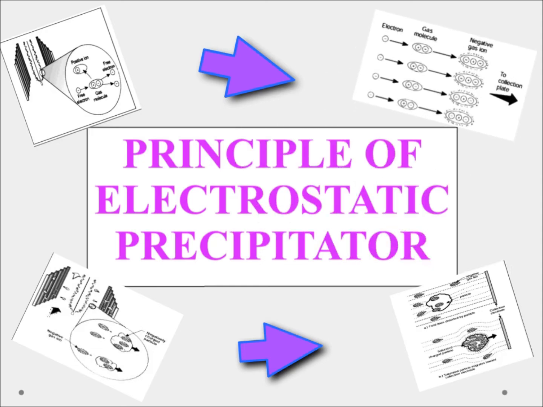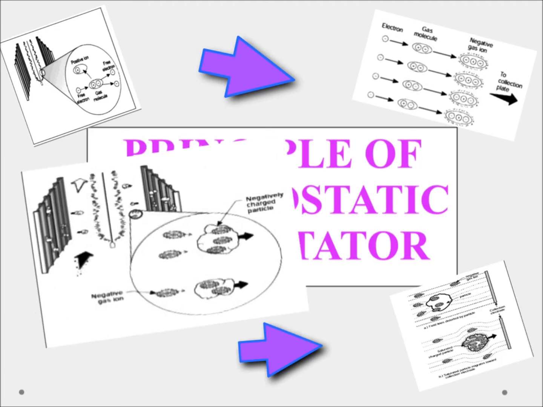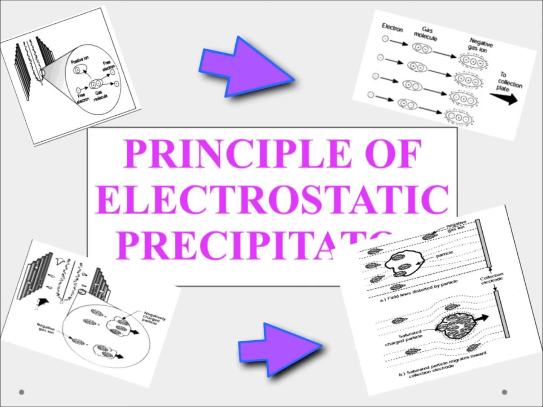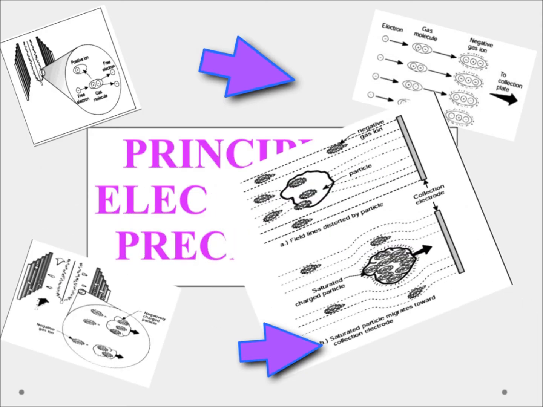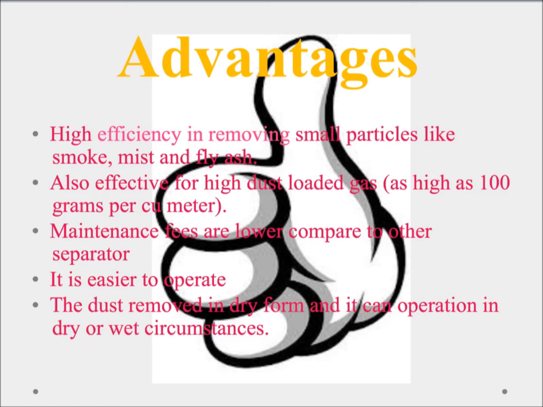Let us see the third picture. In this picture, these negative ions fill the space of dust particles, making them negatively charged particles. And for the last picture, these particles are captured by the collector electrode. Let us move on to the advantages of using the electrostatic precipitator.